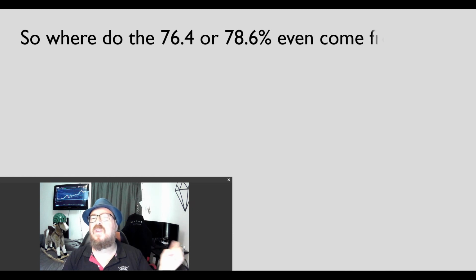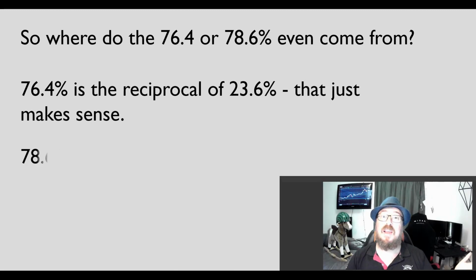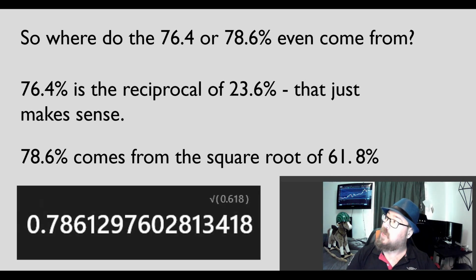Well, let's start off with the 76.4% because the 76.4% is pretty easy. It's just the reciprocal of the 23.6%. So if I take 100 minus 23.6, I'll get the 76.4%. But what about the 78.6%? Where is that from? Well, the 78.6% comes from the square root of the 61.8%. Yeah, it's a little bit much, but you get the idea, and I'm just going to check that's right. Yep, that looks pretty good to me.